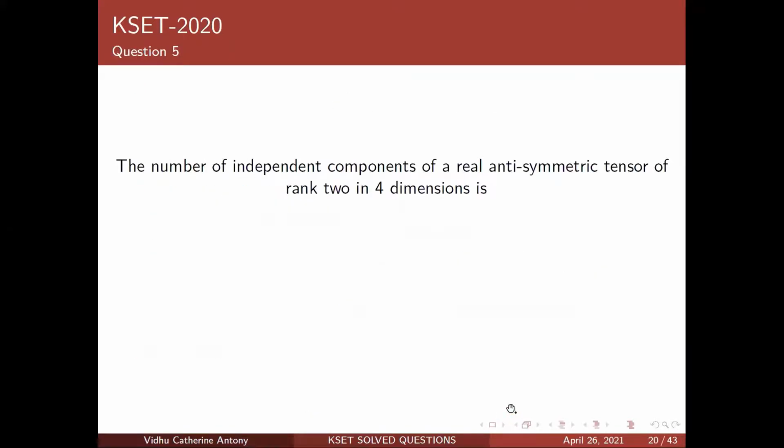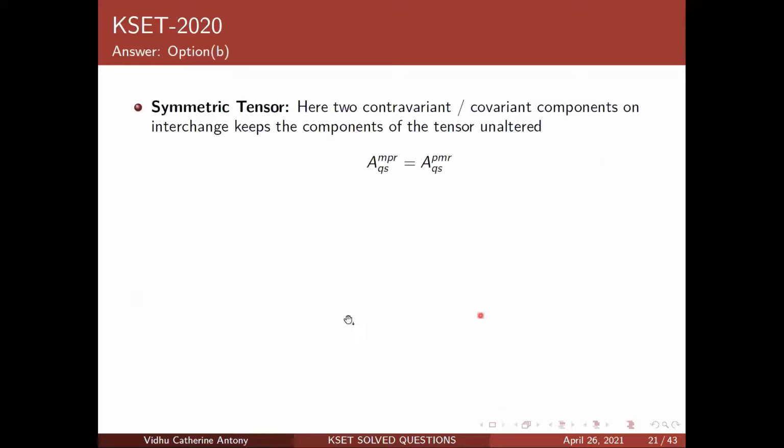The number of independent components of a real anti-symmetric tensor of rank 2 in 4 dimensions is... So what is the number of independent components in a real anti-symmetric tensor of rank 2 in 4 dimensions? People make a lot of mistakes when calculating the independent components of an anti-symmetric tensor, because they don't really look at the property of an anti-symmetric tensor closely. So let me just go on to discuss what a symmetric tensor really is.